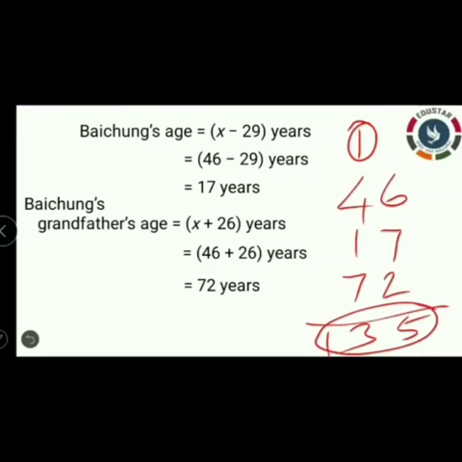So I hope you are clear. First you have to read the statement carefully. According to the statement you have to form the equation. Using the equation we are going to find the value of x. So the main thing is how to read the statement properly.